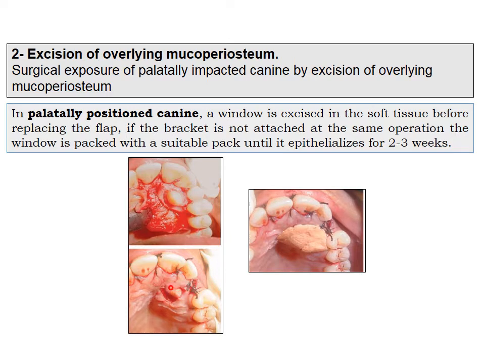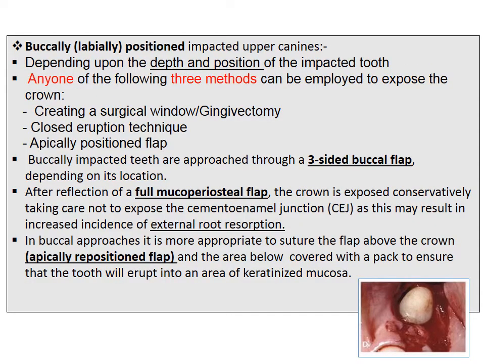In this case we have two ways: either to insert the orthodontic band directly, or to wait for 2 to 3 weeks for epithelialization of the area, then the orthodontist is going to apply their auxiliaries. The other type of impaction which needs collaboration between the surgeon and the orthodontist is the buccally or labially positioned impacted upper canine.